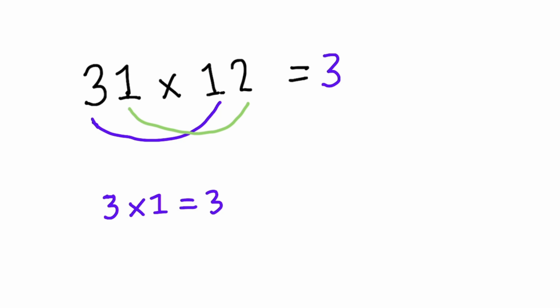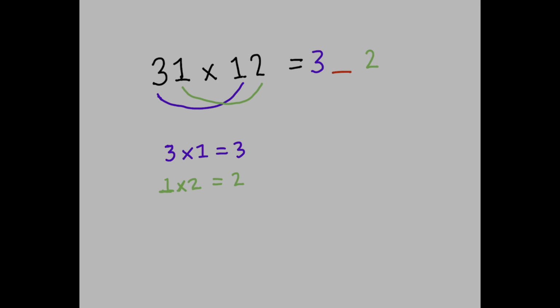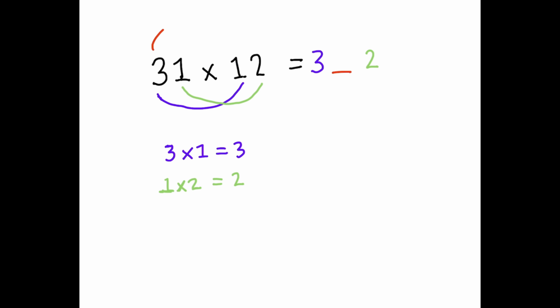Then we do the last digit multiplied by the last digit, which will be the last digit of the answer. 1 times 2. Leave a space in between. Now we need to get the middle number, and we need to do two multiplications and add them together. Firstly, we multiply the first digit of the first number with the last digit of the second number, which is 3 times 2, which equals 6.